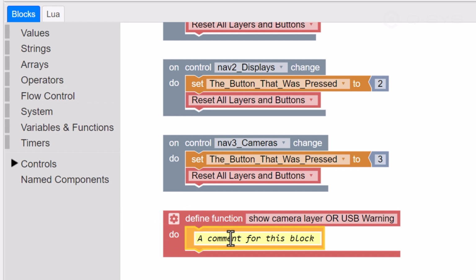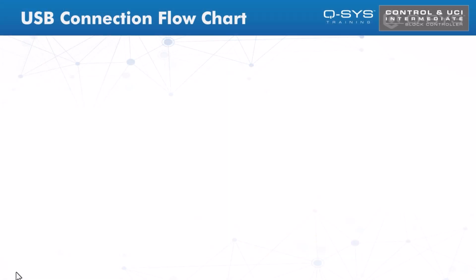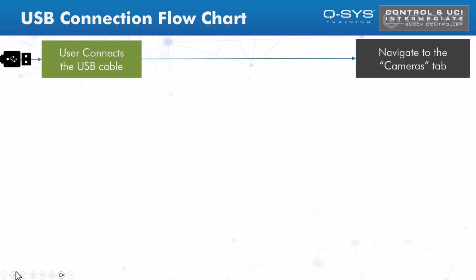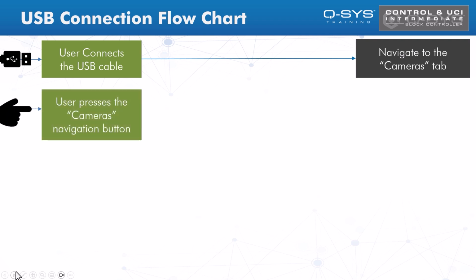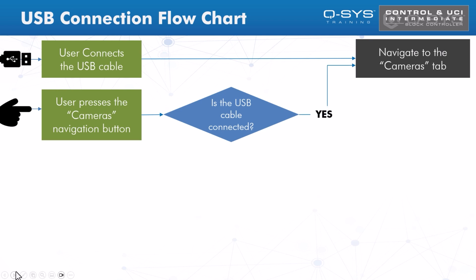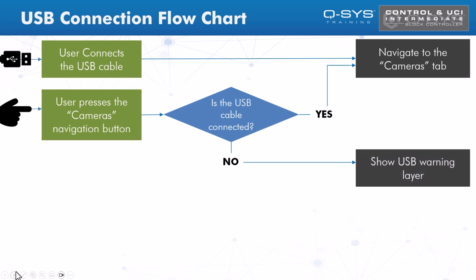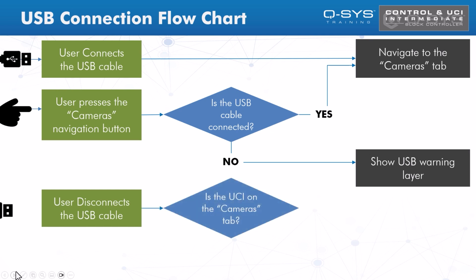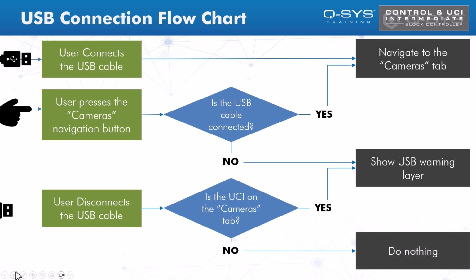In fact, if you're the kind of person who likes a visual aid, it may help to see this in a flowchart. So here's what it's going to look like. If the user connects the USB cable, then that navigates them to the Cameras tab. If they navigate to the Camera tab with their finger on the touchscreen itself, well, then we have a question point. First of all, is the USB cable connected? If it is, then we're going to show the camera layer normally. If it's not, then we're going to show that USB warning layer. And then if they disconnect the USB cable, well now, again, we have to ask ourselves a question. Is the UCI already on the camera tab? If it is, well then we're going to show them that USB warning label again. And if it's not, then we're going to do nothing.